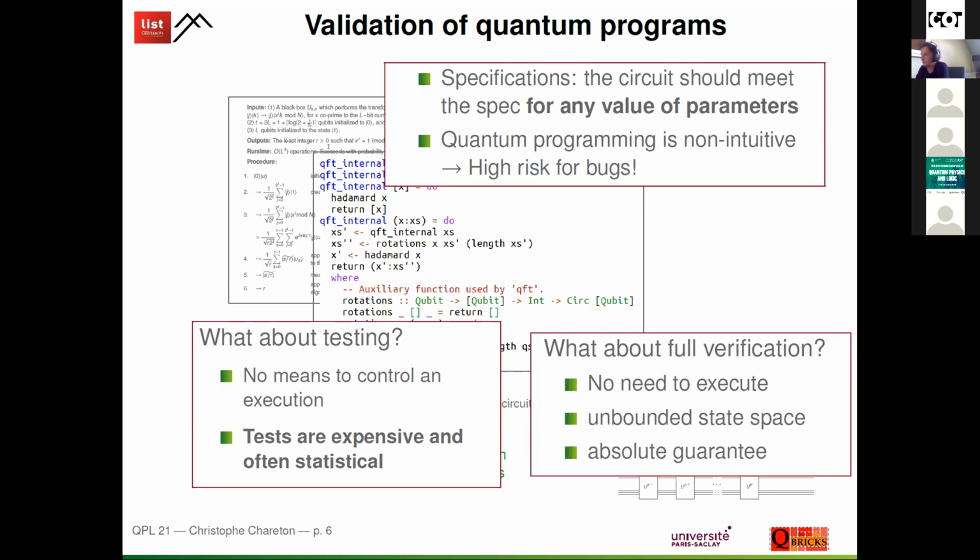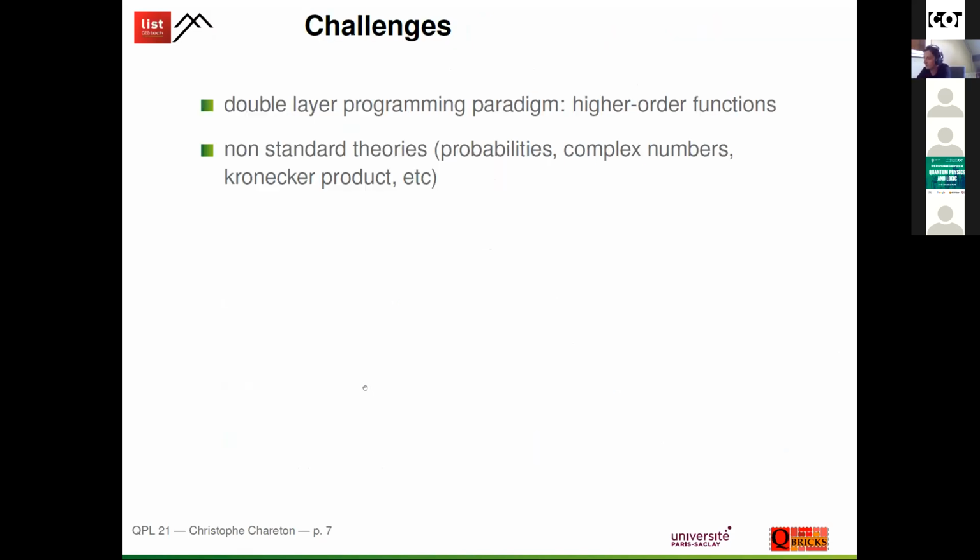So what we propose is to use full verification, formal verification, because it brings several advantages. In particular, there is no need to execute the program, so we don't face the control and destructive measurement problems. And in addition to that, we can manage unbounded state spaces and provide, what's more, an absolute guarantee of the correctness of a program.